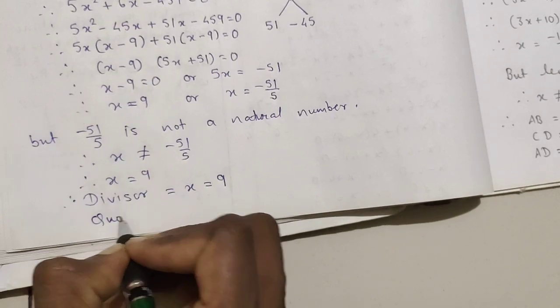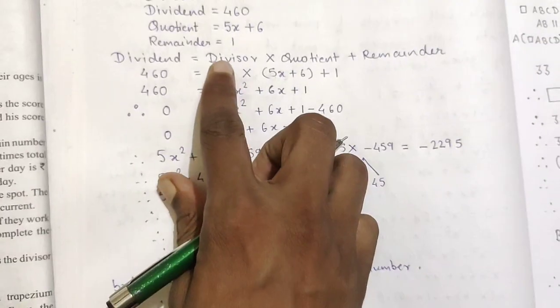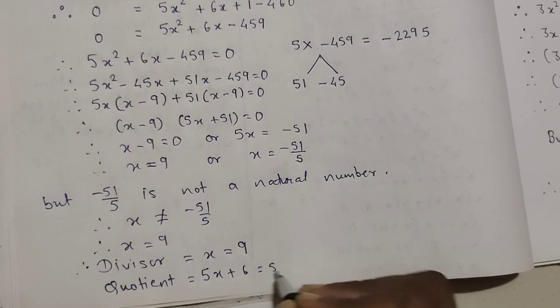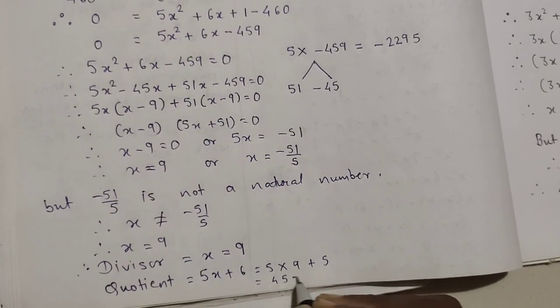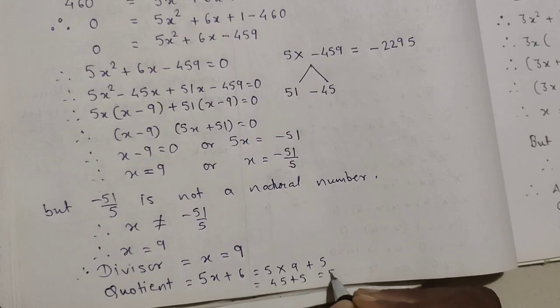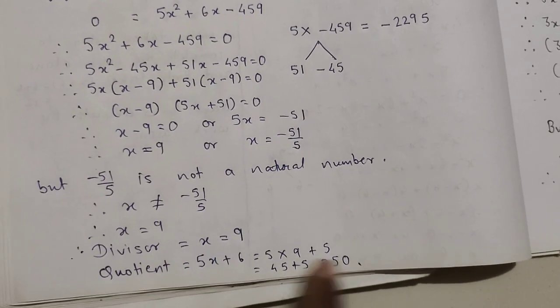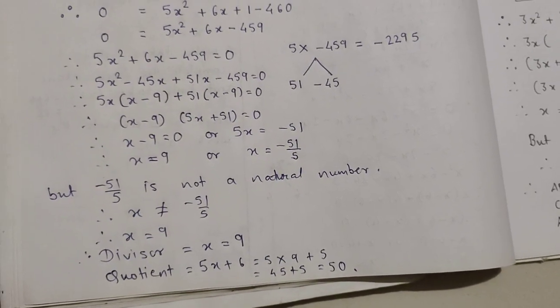And how to find out quotient? That we have already written in the first line. What is your quotient? 5x plus 6. So in this 5x plus 6, you are going to place the value of x. So this is 5 nines are 45 plus 5, and you got 50. Okay, so your quotient is 50 and divisor is 9. So in this way we have completed this sum.